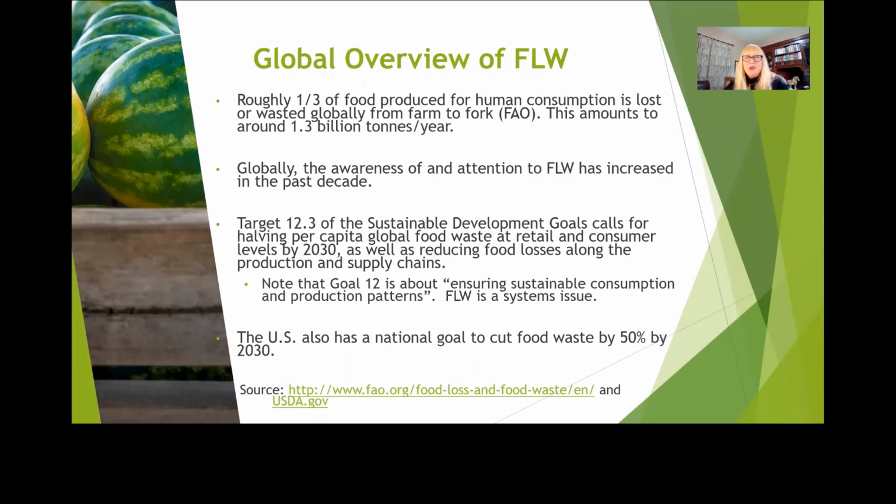Target 12.3 of the Sustainable Development Goals calls for cutting global food waste at the retail and consumer levels in half by 2030, as well as cutting back on food losses along the production and supply chains earlier in the farm to fork chain, that is. I want to note that Goal 12 is ensuring sustainable consumption and production patterns. The point is that food loss and waste really is a systems issue. And I also want to mention that the U.S. also has the national goal to cut food waste by 50% by 2030.